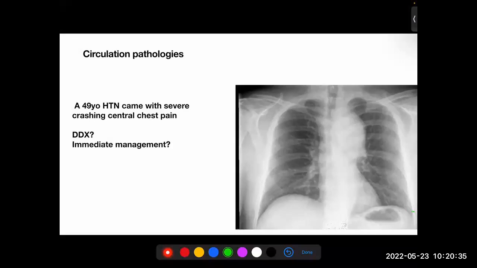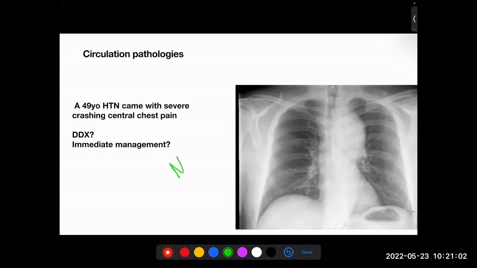what is it? Has features of STEMI, ST elevation myocardial infarction. What will you put this patient on immediately? Nitroglycerin. Clopidogrel. You guys are not telling me the things I like to hear.